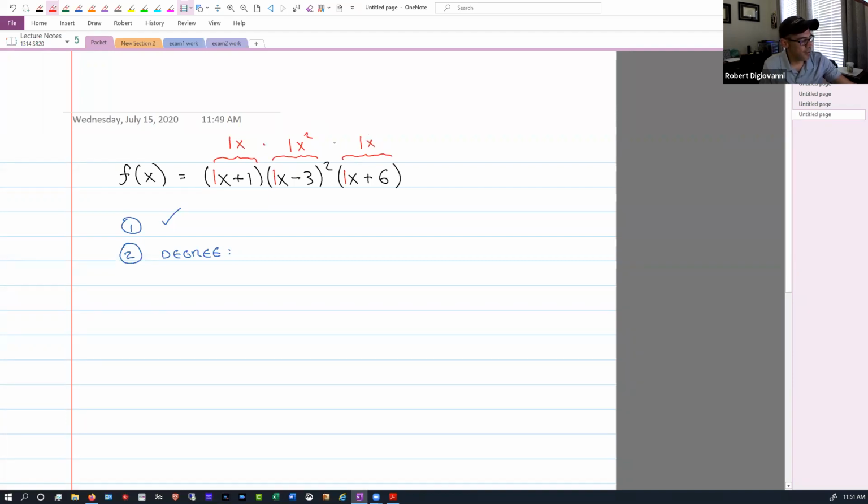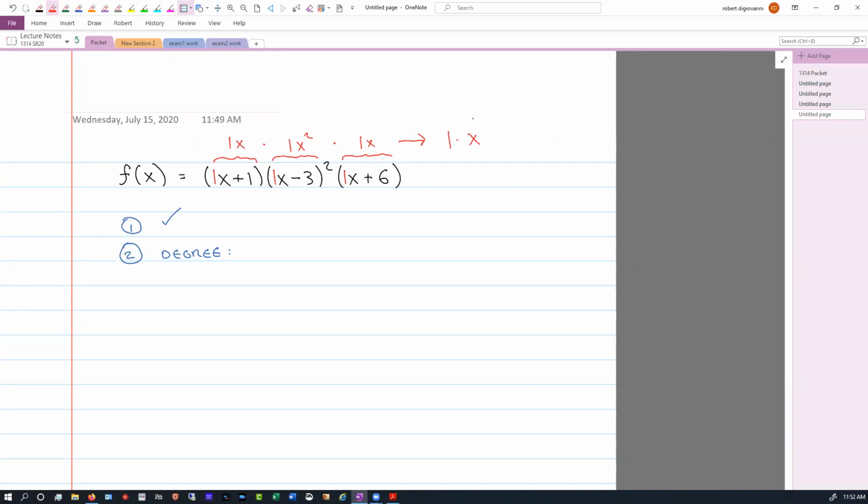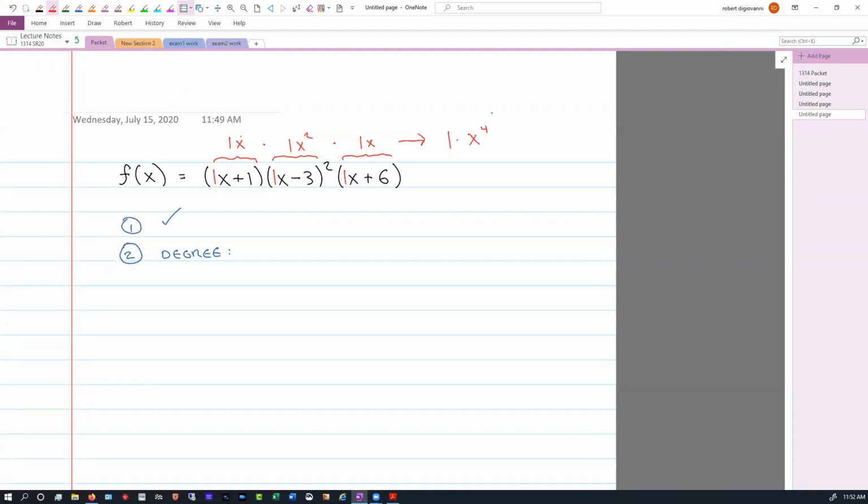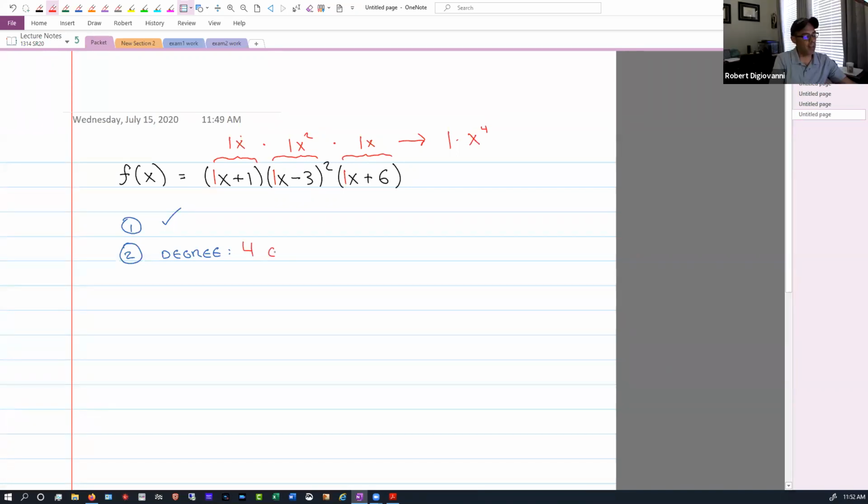Now, if you multiply those 3 together, this will give you your degree and your leading coefficient. So that multiplied together, you get 1, and then x to what power? We have x times x squared times x, so x to the 4th, right? Do y'all see that? Yes. So what is the degree of this polynomial? 4. Okay, and 4 is an even number.